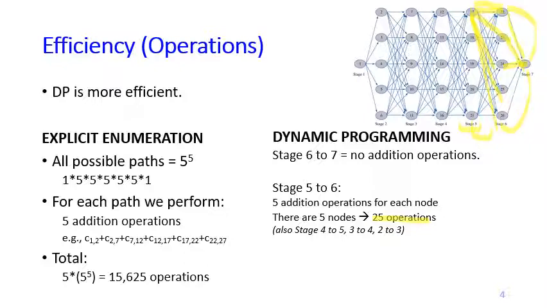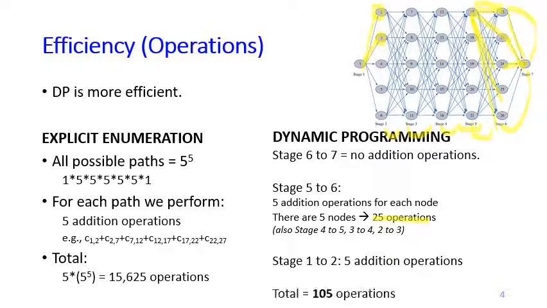And then it's the same for stage 4 to 5, 3 to 4, and then 2 to 3. And then finally, from stage 1 to stage 2, we have 5 addition operations, because you take the distance of this plus the distance from 2 to 27, the distance from 1 to 3 plus the distance from 3 to 27. So in total, we only have 105 operations, which is a very significantly smaller number than doing explicit enumeration.